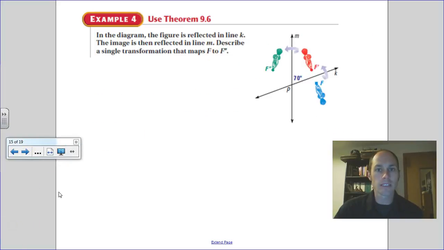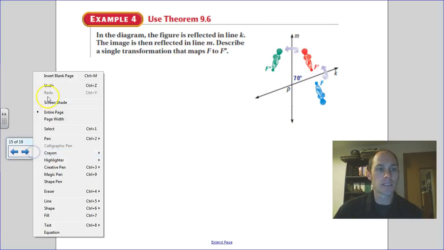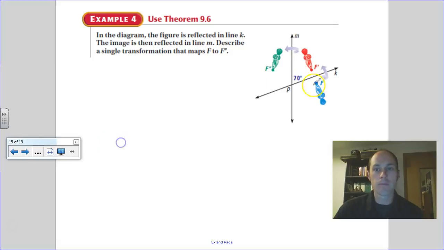So we can take a look at an example here. We're reflecting across line K, then across line M, with 7 degrees between the two of them, which would mean as we're taking a look at those, we would see that that would be rotating 140 degrees.